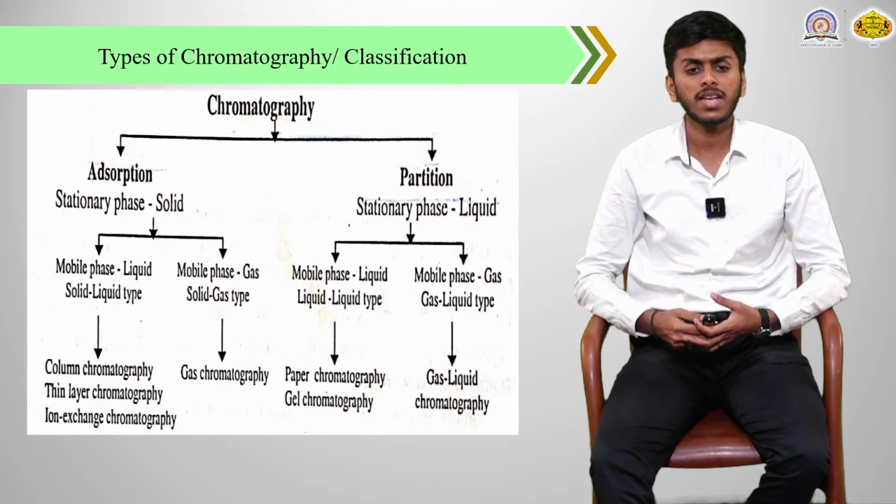And when the mobile phase is gaseous and the stationary phase is solid, the technique is gas chromatography. In case of partition chromatography, the mobile phase may be liquid or gas. If it is liquid, then the techniques are paper chromatography and gel chromatography. If the mobile phase is gaseous and the stationary phase is liquid, then it is gas liquid chromatography.